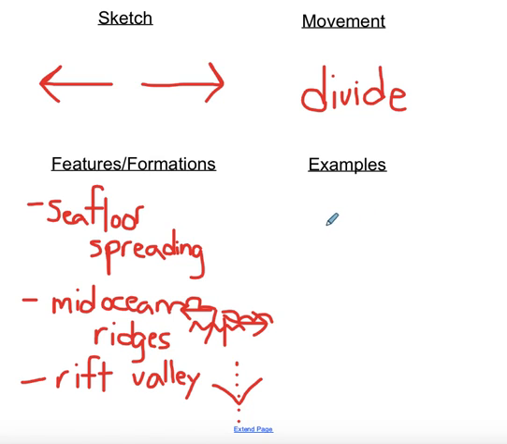And an example of that for your last column would be the Mid-Atlantic Ridge. The Mid-Atlantic Ridge is a mid-ocean ridge that's found in the middle of the Atlantic Ocean. That's why it's called the Mid-Atlantic Ridge.